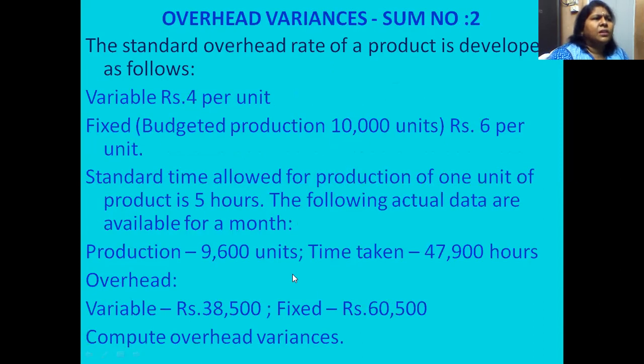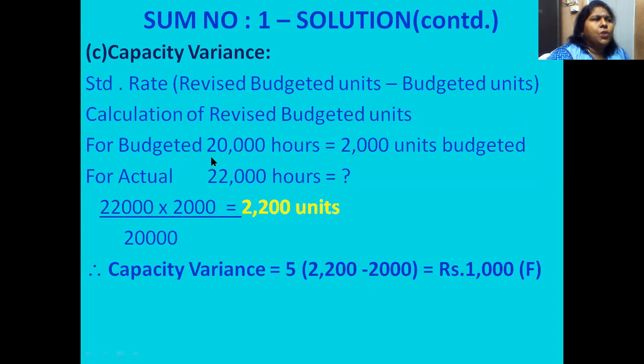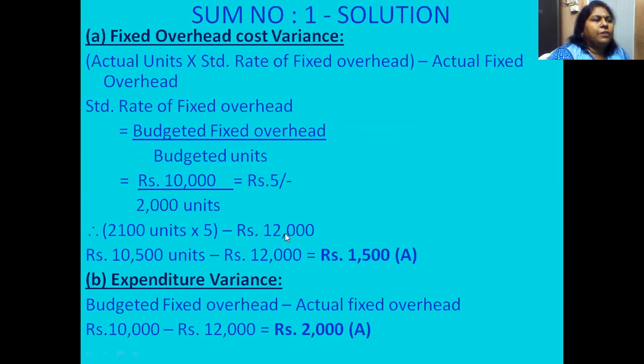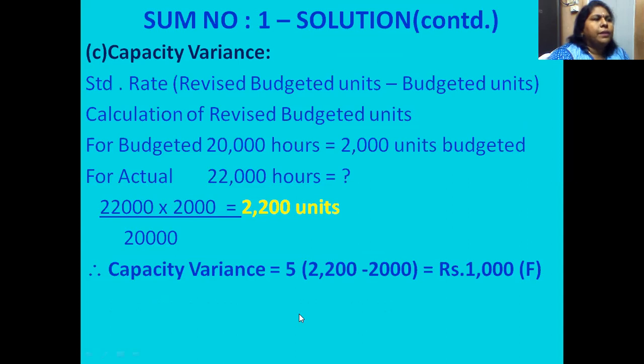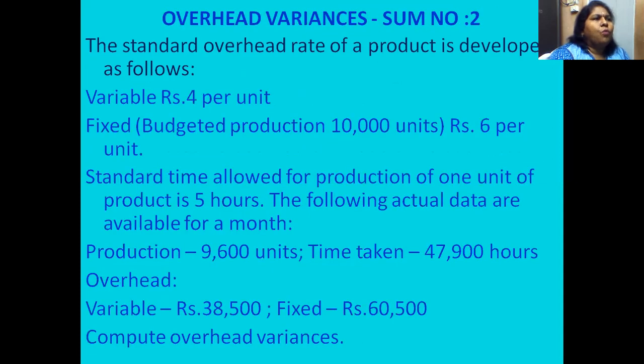And next, I think you have come to know how to calculate the capacity variance, fixed overhead variance and expenditure variance in this problem. So this is the calculation we made for this problem. Next, we'll move on to problem number 2.